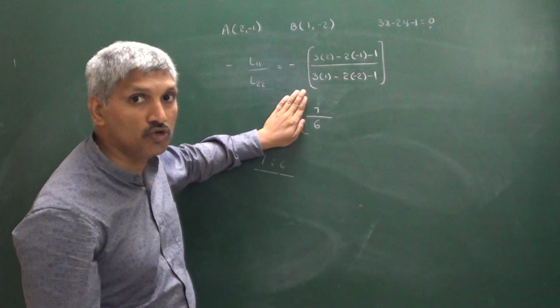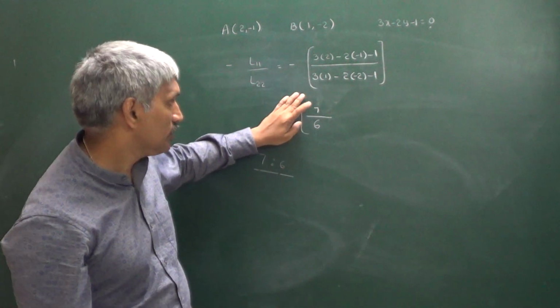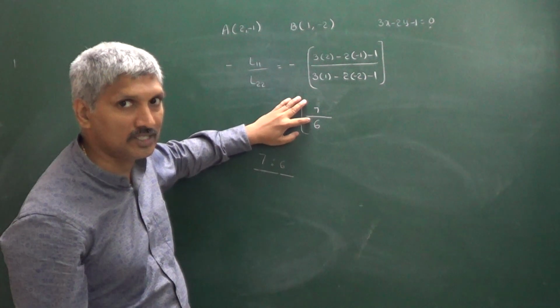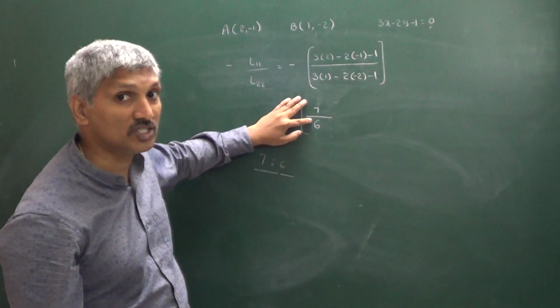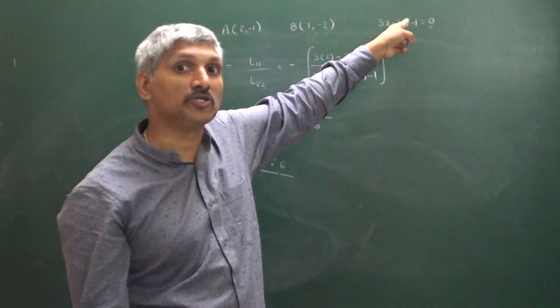L11 and L22 have the same sign. This is the L11 value 7. This is the L22 value 6. Same sign. That's why these two points lie on the same side of the line.